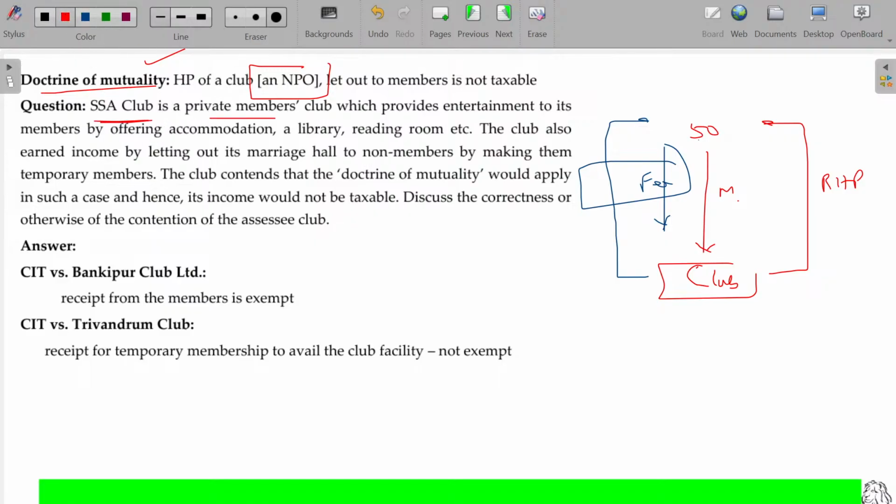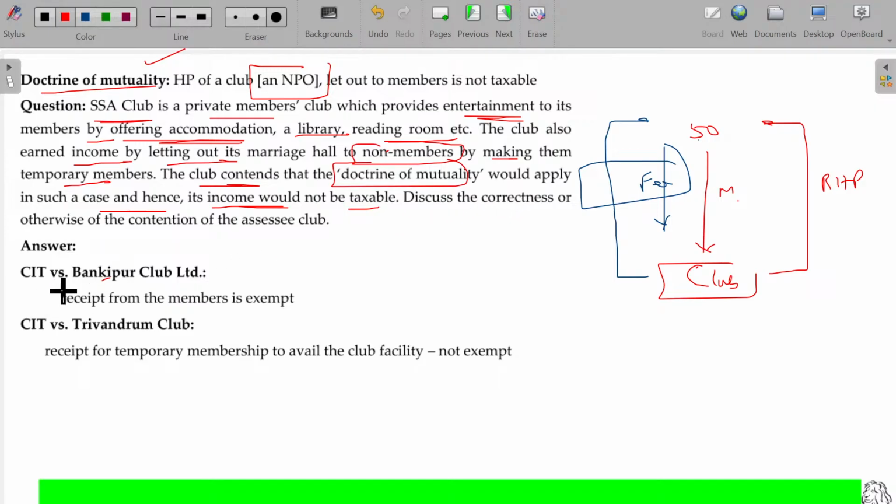SSA Club, a private members club, provides entertainment to its members by offering accommodation, library, reading room, etc. The club also earned income by letting out its marriage hall to non-members, by making them temporary members. The club contends that the doctrine of mutuality would apply in such a case, hence its income would not be taxable.